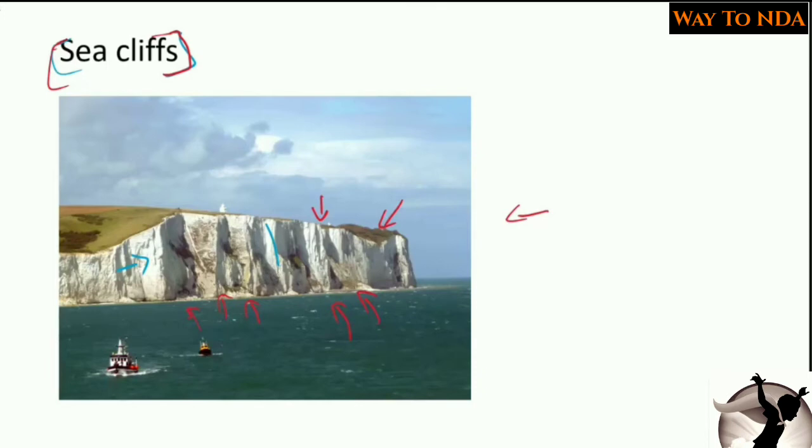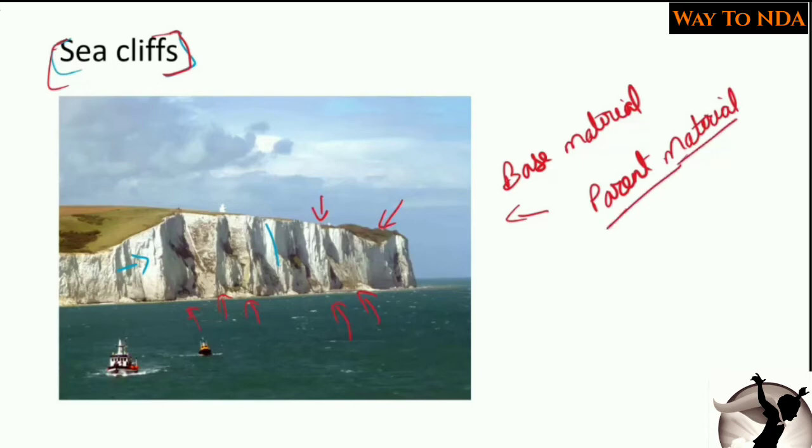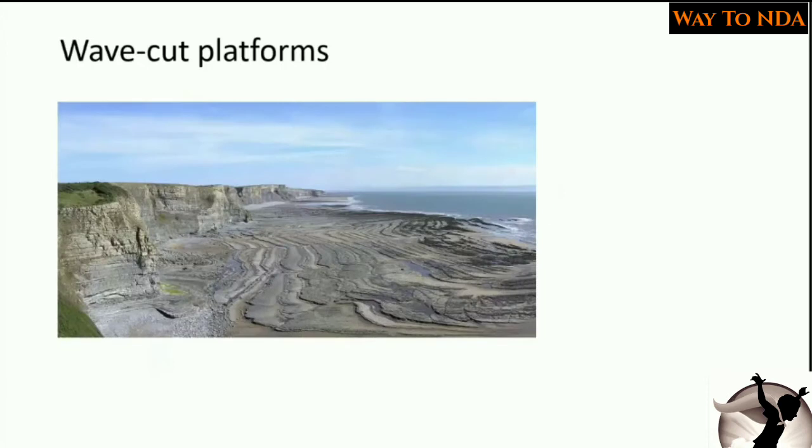So it is a base material or parent material for the formation of marine landforms. Sea cliffs are the base material or parent material for the formation of various types of marine landforms. So remember that. Now, what are wave cut platforms?